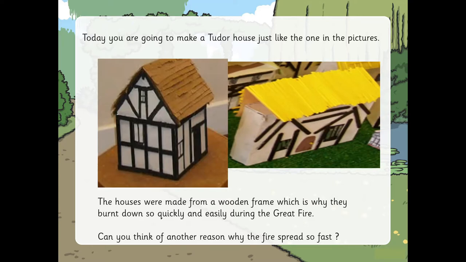So today, you're going to make a Tudor house just like the ones in the pictures below. So you can see that they're both typical of Tudor houses. They have the thatched roof, which you've just discussed, and they have timber. Now, all the houses were made from a wooden frame back in 1666, which was the time of the Great Fire. And this is why the houses burnt down so quickly and easily during the Great Fire. Now, can you think of another reason why the fire spread so fast? Yes, that's right. It's because the houses were built very close together.